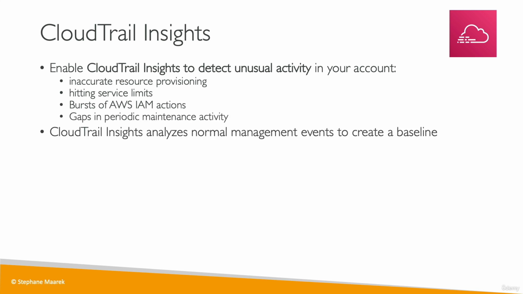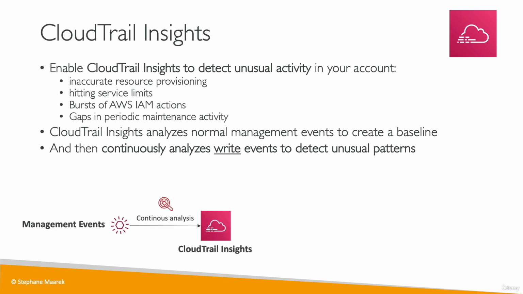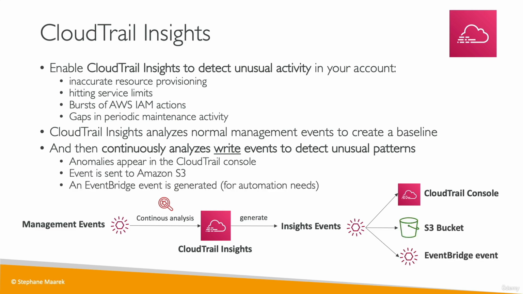So the way it works is that CloudTrail will analyze what normal management activities look like to create a baseline, and then it will continuously analyze anything that is the right type of event. So whenever something is changed or tried to be changed, to detect unusual patterns. So very simply, the management events are going to be continuously analyzed by CloudTrail Insights, which will generate insights events in case something is detected. And so these anomalies, so these insight events will appear in the CloudTrail console. They will also be sent to Amazon S3 if you want to, and an EventBridge event, so in CloudWatch event, is going to be generated in case you need to automate on top of these CloudTrail Insights, for example, to send an email. So this is the idea behind CloudTrail Insights.